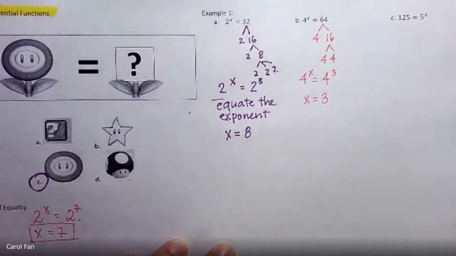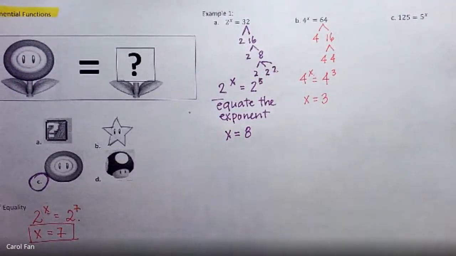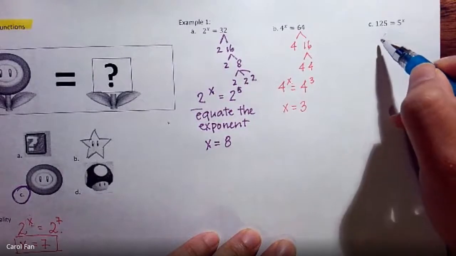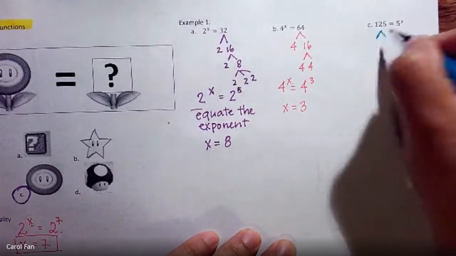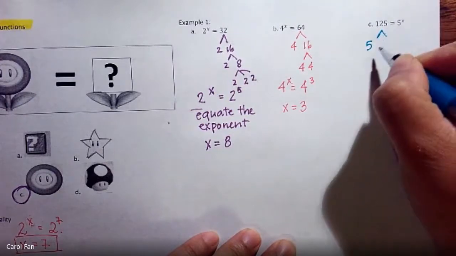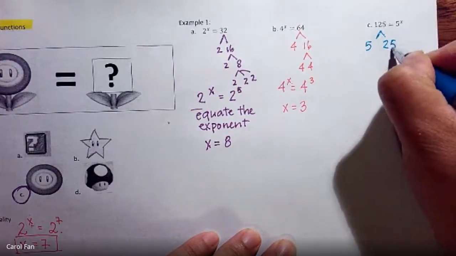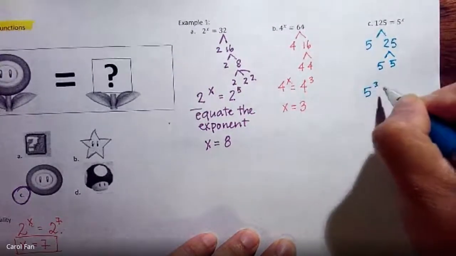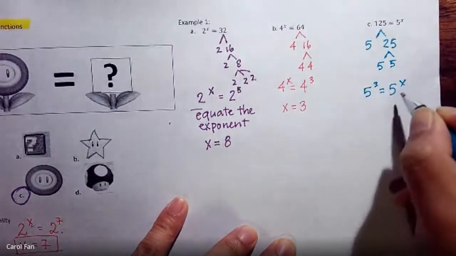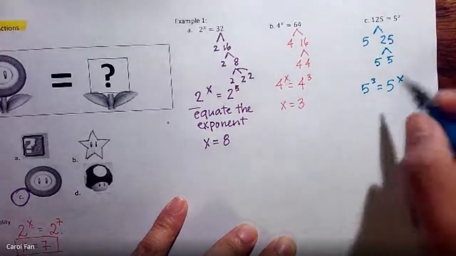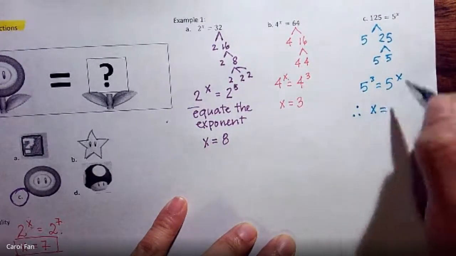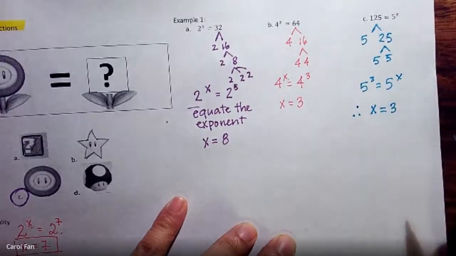The last question I have here: 125 is equal to 5 to the power of x. So for me to find my x, I need to create 125 as a power with a base of 5. So I know 125 is equal to 5 times 25. 25 is 5 times 5. So 5 to the power of 3 is equal to 5 to the power of x. Once again, using my principle of equality, I can equate my exponents and say x is equal to 3.